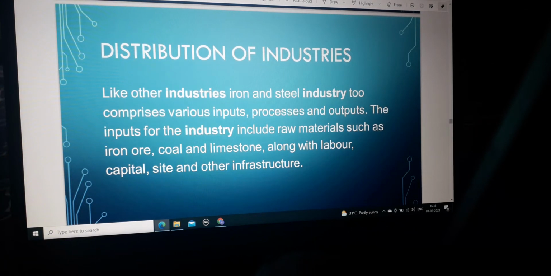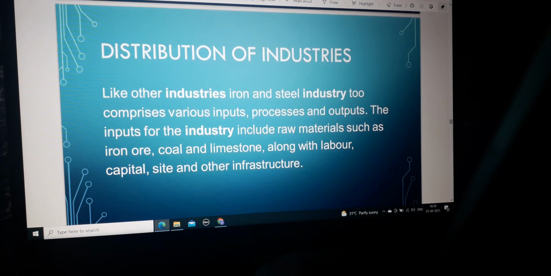Dear children, today we will be continuing with the chapter Industries, and in this chapter, we will be doing distribution of industries. Like other industries, the iron and steel industry too comprises various processes: input, process, and output. Input is the raw material, capital, and labor, while the process is the assembly and processing of all the raw material and the packaging. Everything is under processing, and whatever is the output goes to the market. So the output is the product and the market, which includes the feedback also.